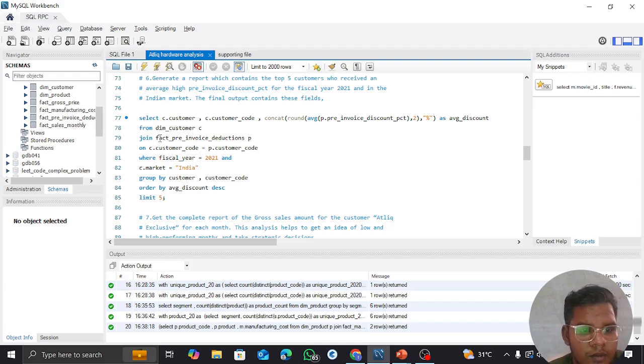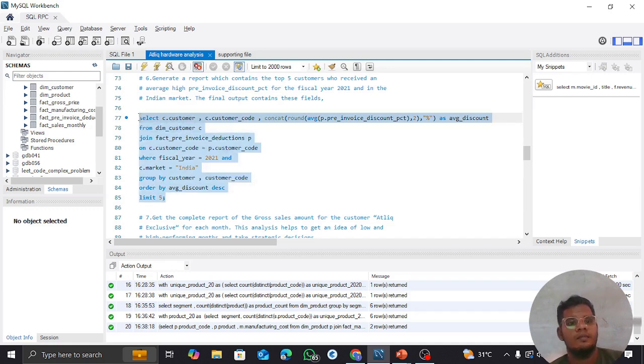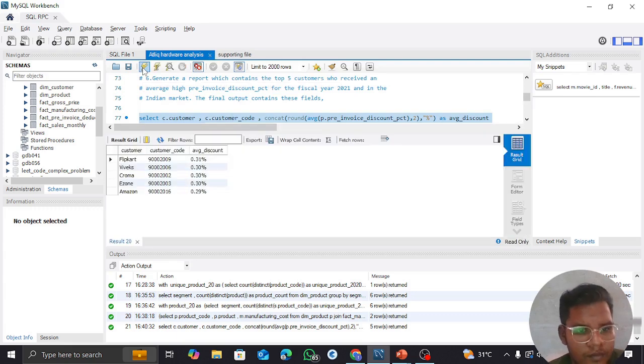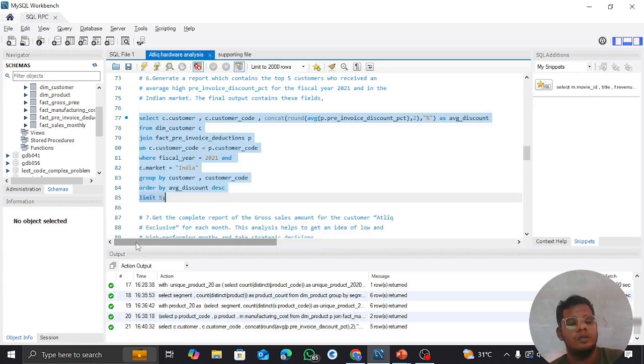And then here we make some joins from the fact table to the dimension table based upon the customer code, and then we have some requirements. The fiscal year is 2021 and the market is India. Group by customer and customer code, order by the average discount, and limit, because we only need the top five customers. See, it's the result. Okay, then we will move to the next query.